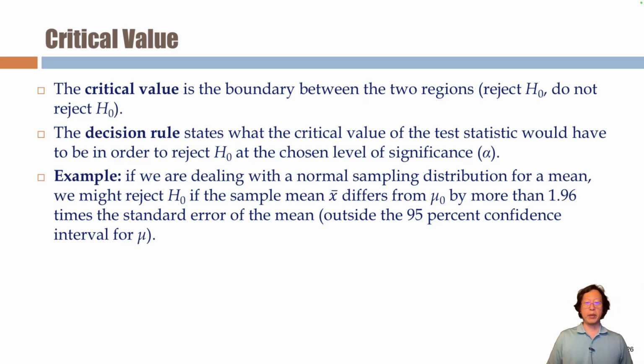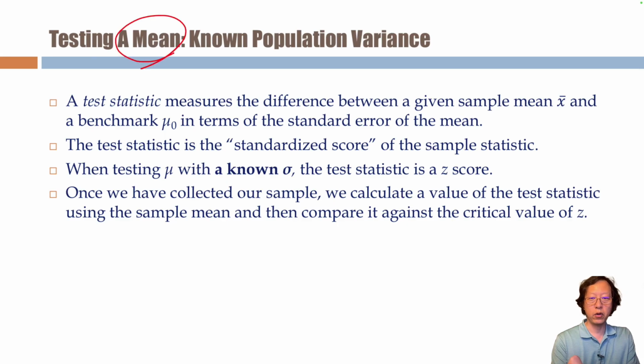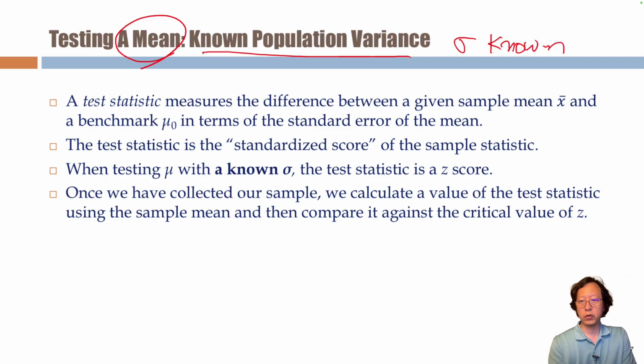So the critical value is a boundary value. If our test statistic is smaller than or greater than this value, then we're going to reject the null hypothesis. So let's talk about testing a mean with a known variance, which means sigma is known. When sigma is known, we use a z-value. It's simple: with a known sigma, we will use a z-score.